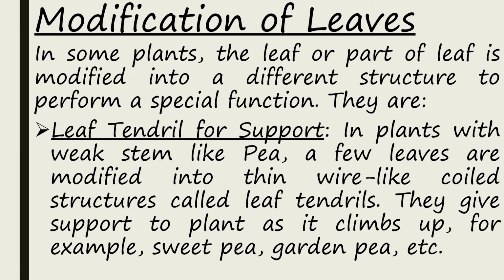Modification of leaves. In some plants, the leaf or part of leaf is modified into a different structure to perform a special function. They are: leaf tendril for support. In plants with weak stem like pea, a few leaves are modified into thin wire-like coil structures called leaf tendrils. They give support to the plant as it climbs up. For example, sweet pea, garden pea, etc.